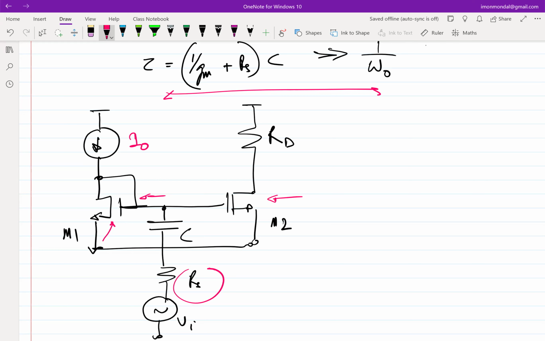Because ultimately what's going to happen, this moment this voltage jumps, the VGS changes, right? If the VGS changes, the transistor is seeking out more current. Where from will the current come? The current will come through this. It need not necessarily come from the current source because there is another path.